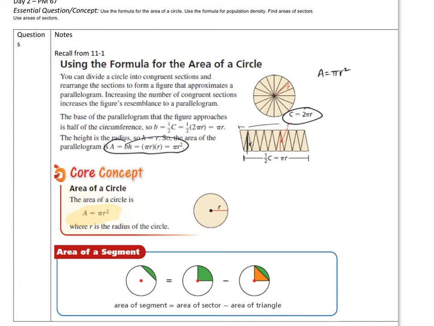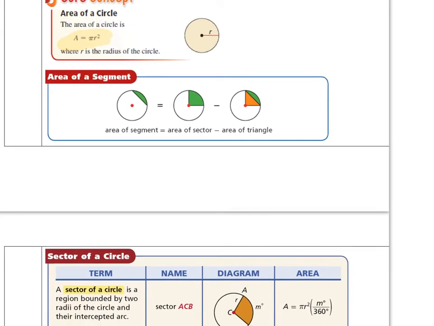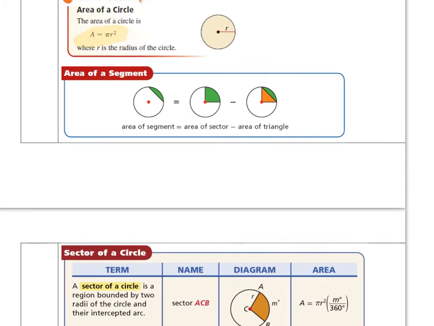So suppose we had a part of a circle, and I'm going to scroll this up here so we can take a look. And if we had right here, this, what we're going to call is a segment of a circle. So that's what we will define as a segment of a circle. So the area of a segment is the area of the sector minus the area of the triangle.